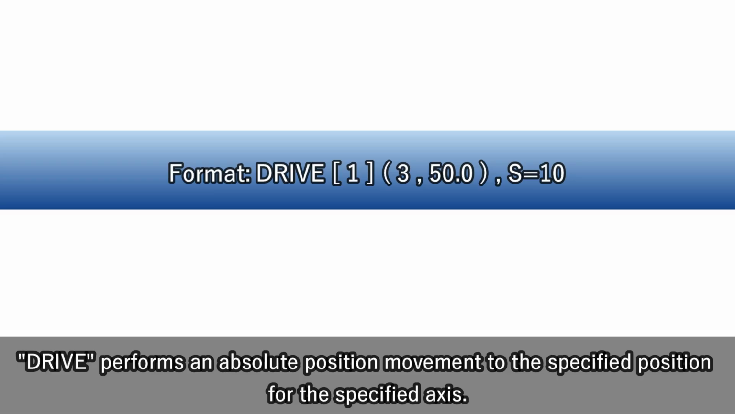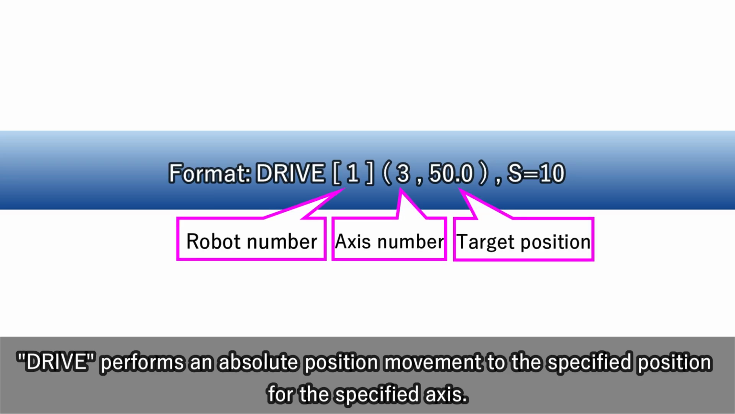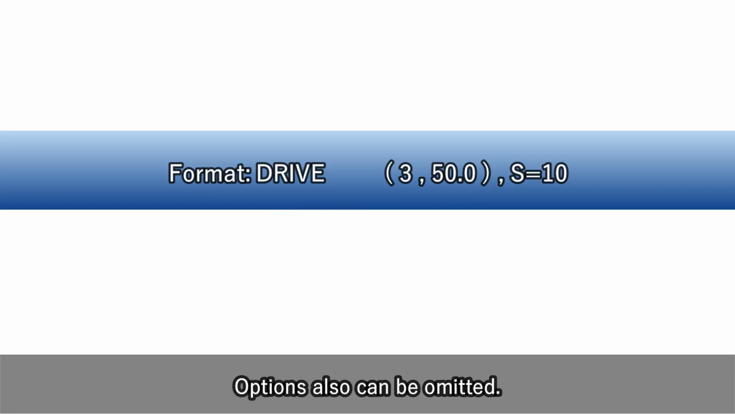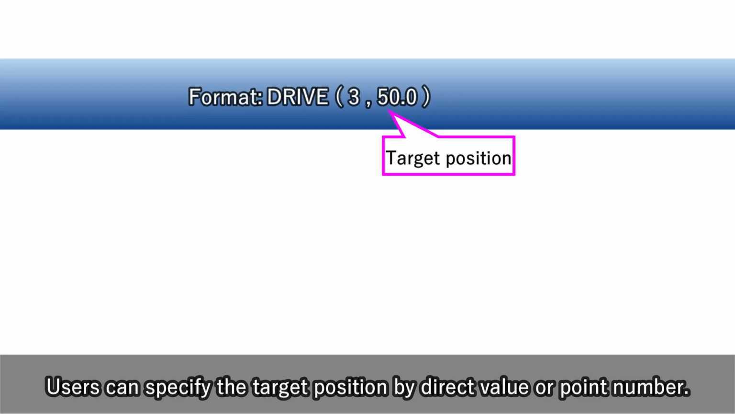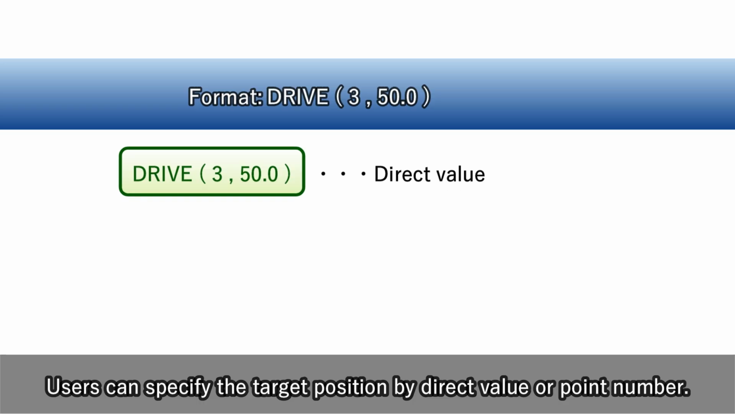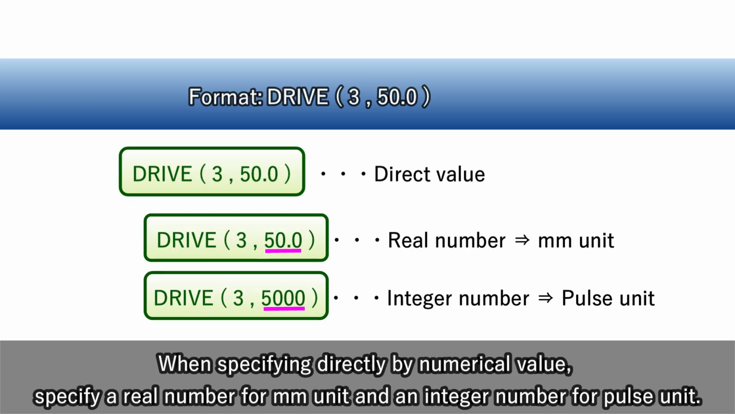DRIVE performs an absolute position movement to the specified position for the specified axis. A robot number can be omitted, and when it is omitted, robot 1 is specified. Options can also be omitted. Users can specify the target position by direct value or point number. When specifying directly by numerical value, specify a real number for millimeter unit, and an integer number for pulse unit.